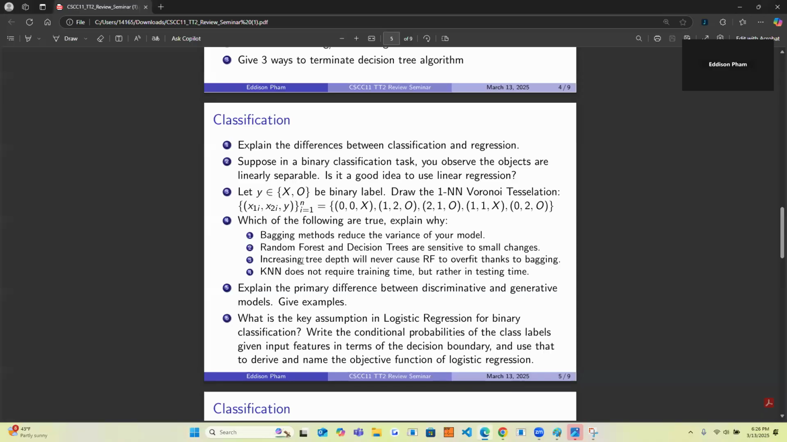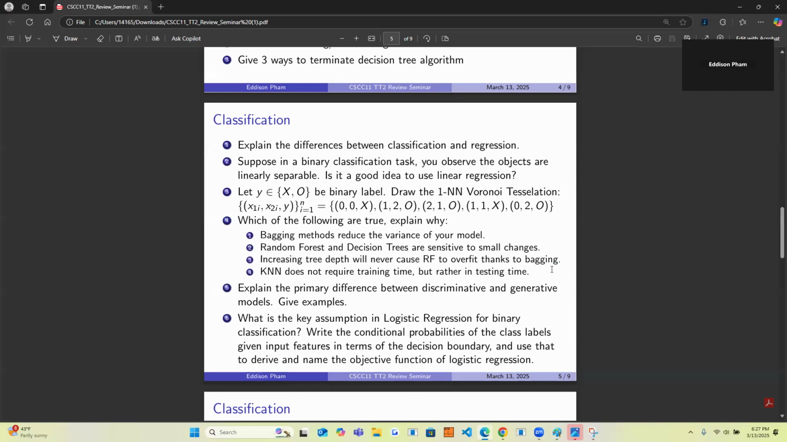All right. Increasing tree depth will never cause RF to overfit, thanks to bagging. True or false? Yep, you're correct. Can you explain why? Or give me the rough idea? Think about if we increase the tree depth, let's say to full depth, then each node would have pure classes in it, and one of those classes could be noise.